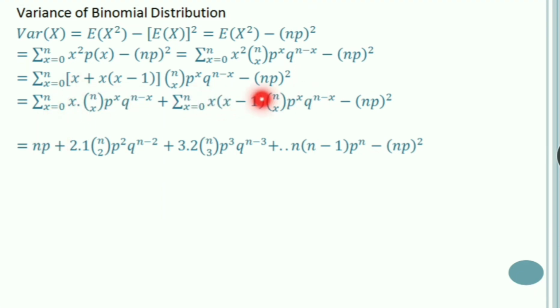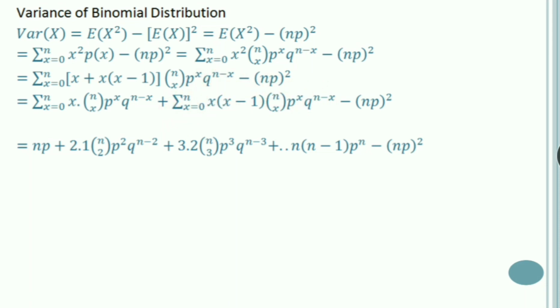Here I'll put the value of x term by term and we'll open up the summation. So firstly when we put x equal to 0 here, the whole value will become 0. Then put x equal to 1. When you put x equal to 1 here, this term will again become 0. So now put x equal to 2.